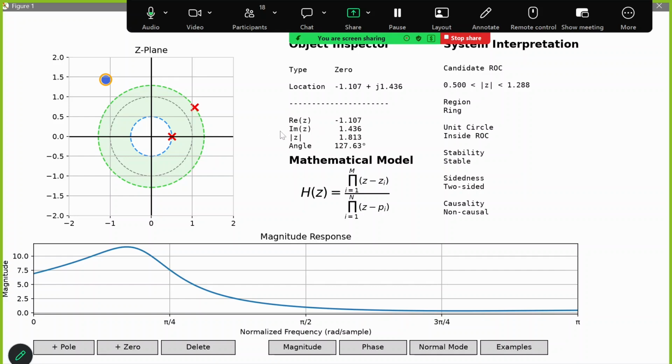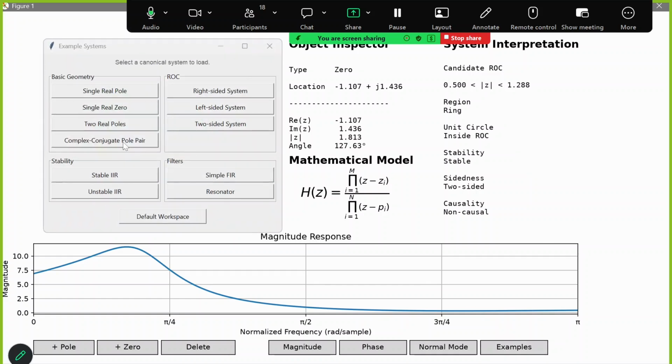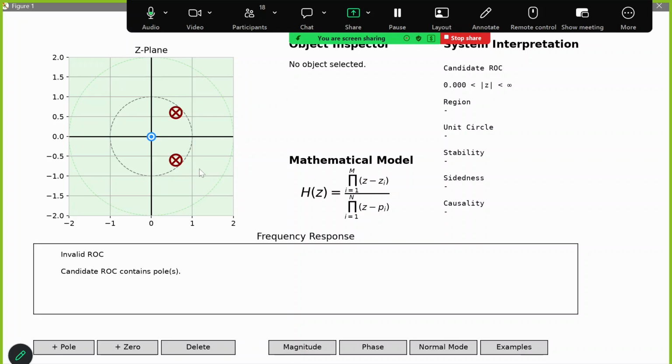Because the zeros happen when z minus zi will be zero, basically the numerator will be zero, right? And here we have some other example. For example, we can have something like this complex conjugate pair, right?